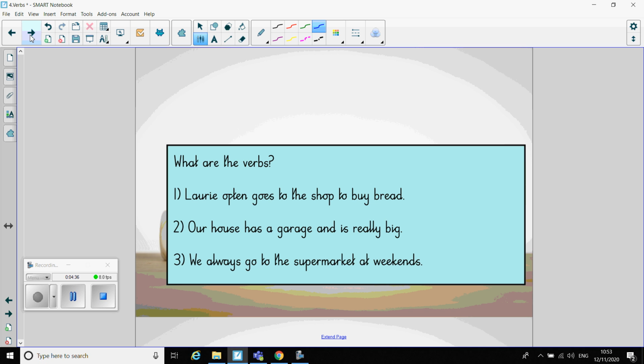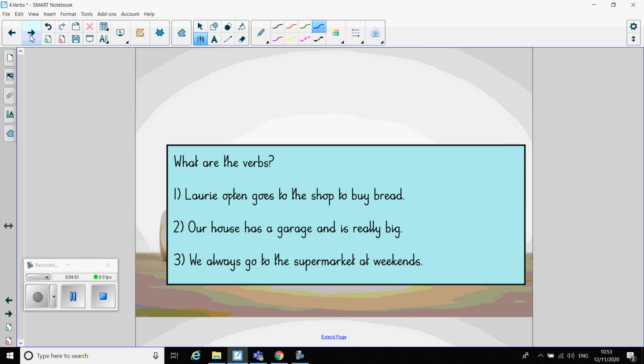Okay, number 1 then, Laurie often goes to the shop to buy bread. There are 2 verbs in that sentence. One is the word goes. The second verb is buy. Both of those are doing words, so they are verbs.